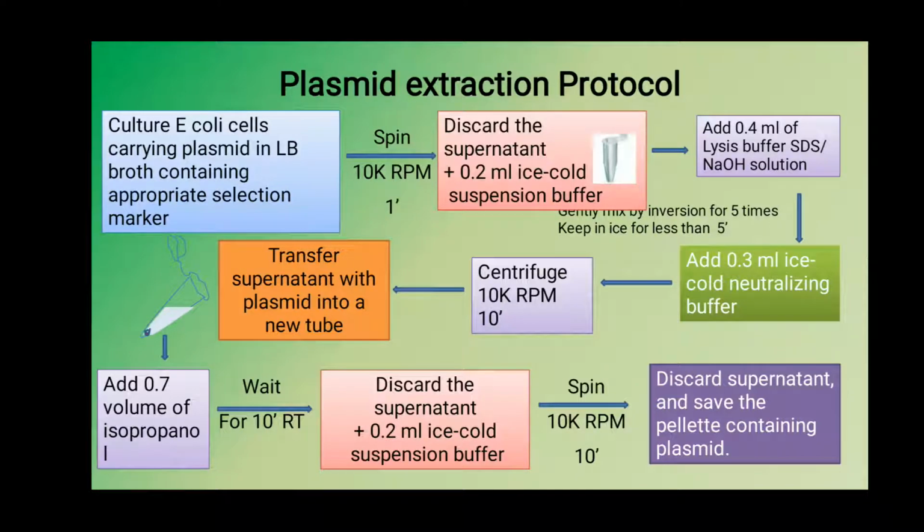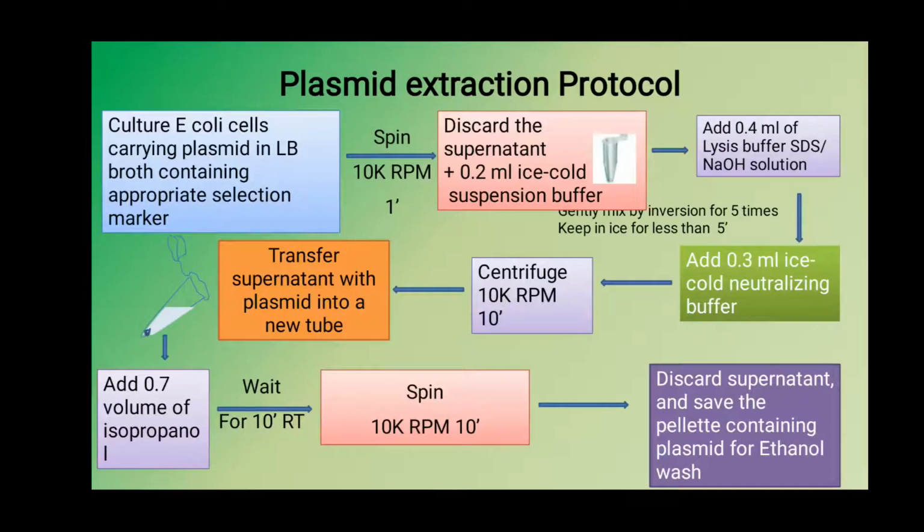During this time, the denatured proteins and organic debris are precipitated, and the supernatant containing plasmid DNA is carefully transferred to another tube. Now, to precipitate the plasmid DNA, approximately 0.7 volume of ice cold isopropanol is added and kept at room temperature for 5 to 10 minutes. The debris and cell organelles are pelleted, and the supernatant contains plasmid DNA and some amount of salt and chemicals.